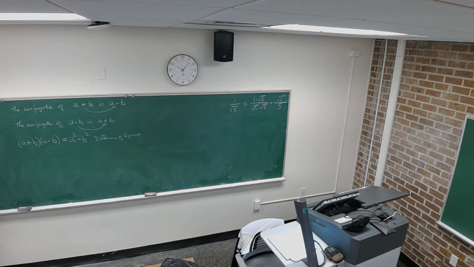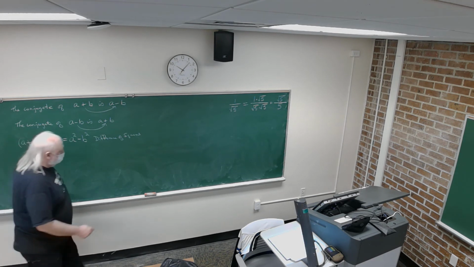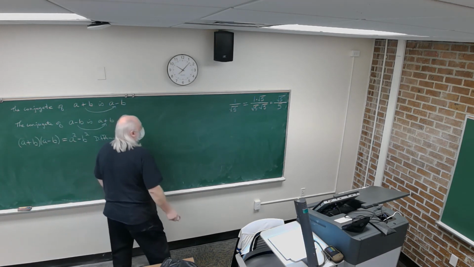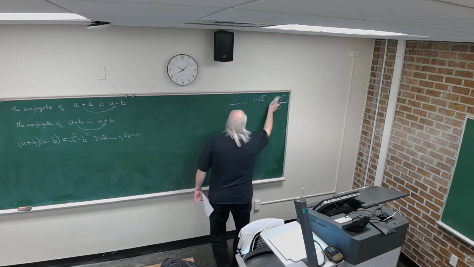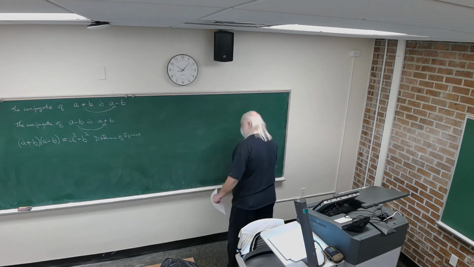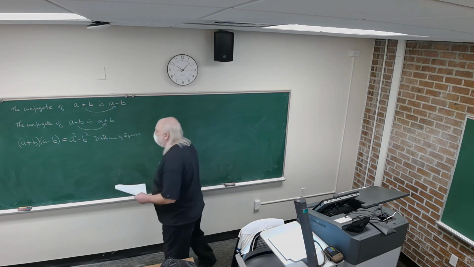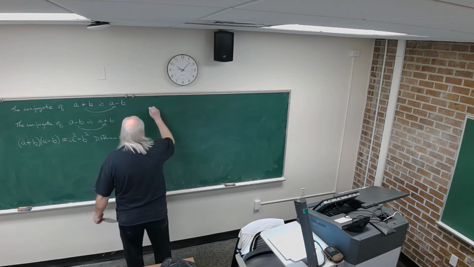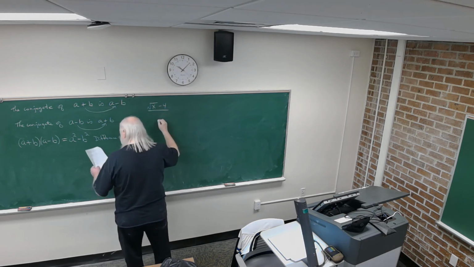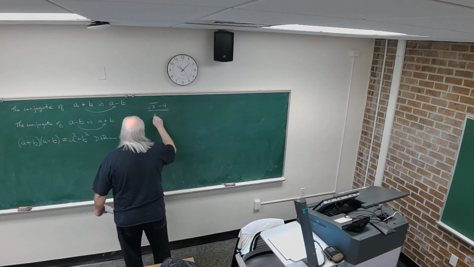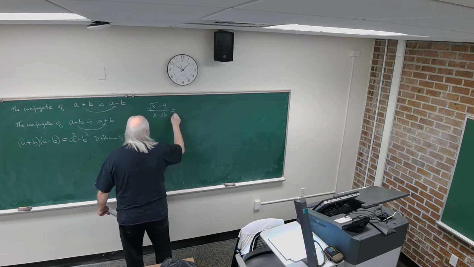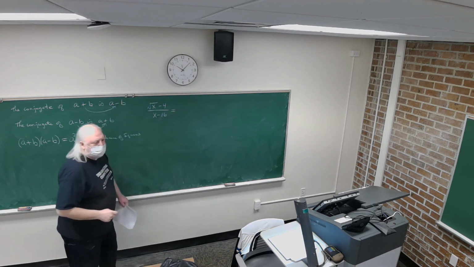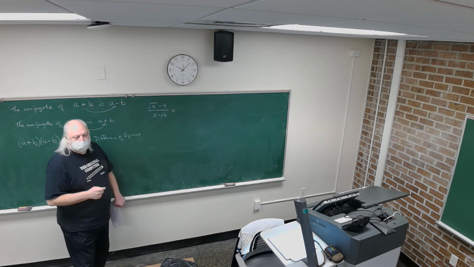And that enables us to get rid of the square root, either in the numerator or the denominator. Okay. So let's demonstrate that with this first example. You have the square root of x minus 4 over x minus 16. So we've got to rationalize the numerator, get rid of the square root in the numerator.